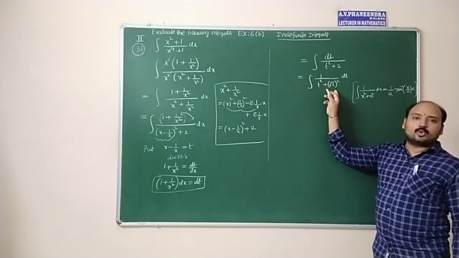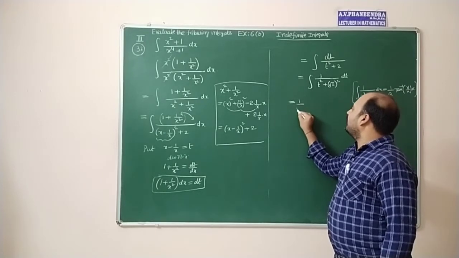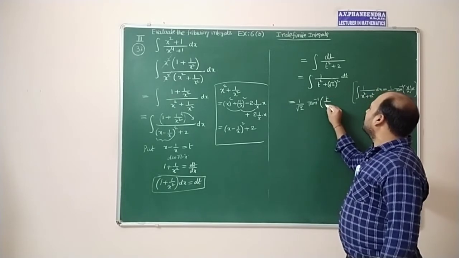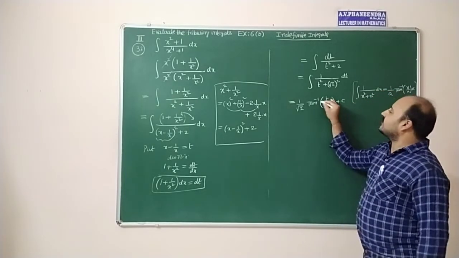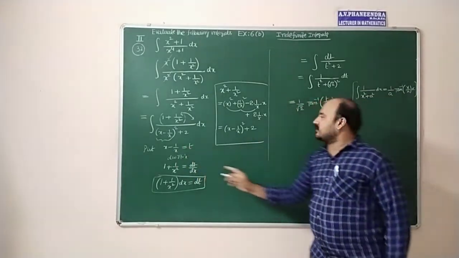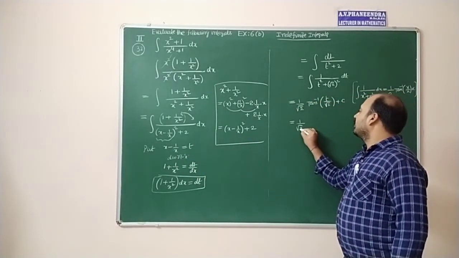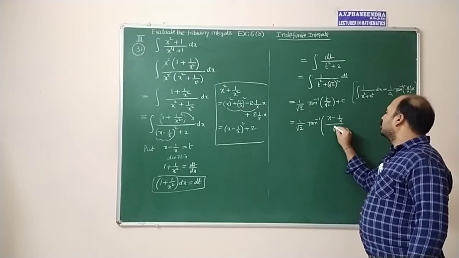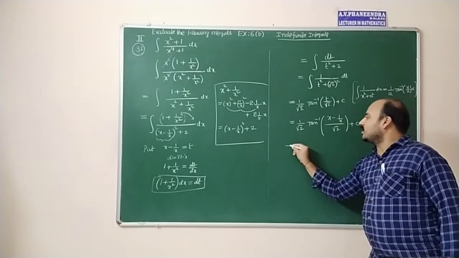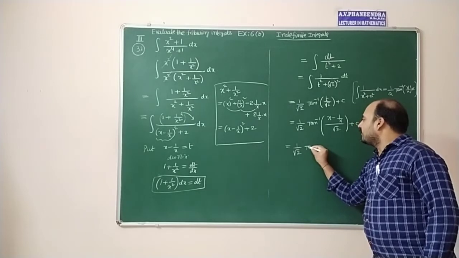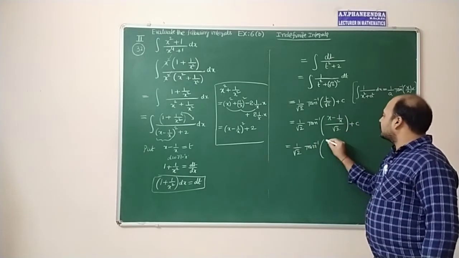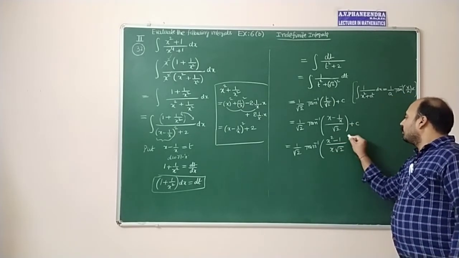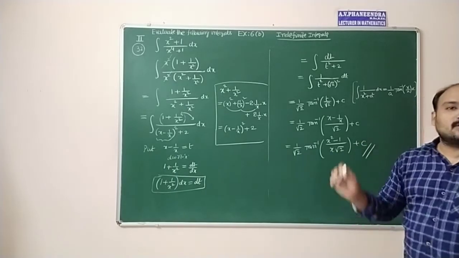So in place of a, root 2 is there, which is equal to 1 by root 2 tan inverse of x by a. X by a means t by root 2, plus c. Now in place of t, substitute x minus 1 by x, which is equal to 1 by root 2 tan inverse of (x minus 1 by x) divided by root 2, plus c, which is equal to 1 by root 2 tan inverse of (x square minus 1) divided by x into root 2, plus c. Like this you have to do the problem.